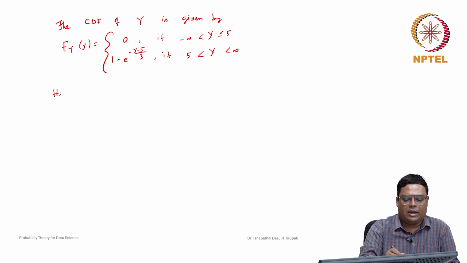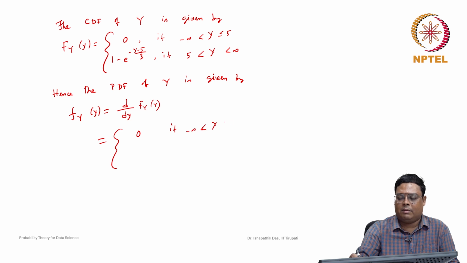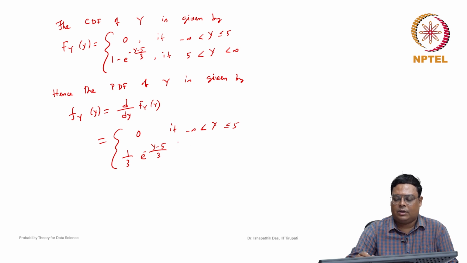So hence the probability density function of y is given by f of y, this is the differentiation with respect to F of y. So this is 0 if y is greater than minus infinity, less than or equal to 5, and then if you differentiate it, this is 1 by 3 e to the power of minus y minus 5 by 3, the minus will be adjusted here, so that is why this will become plus, if y is greater than 5, less than infinity. So this is the probability density function of y. So this is the way of finding.